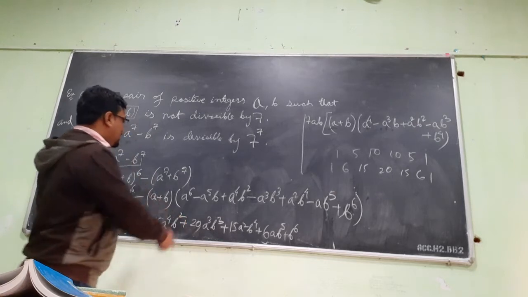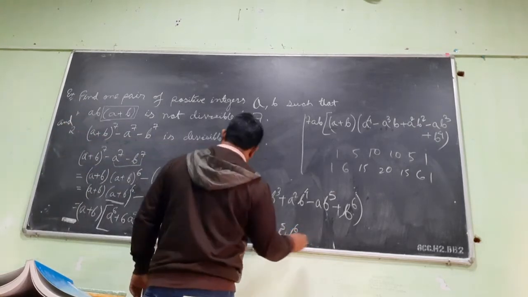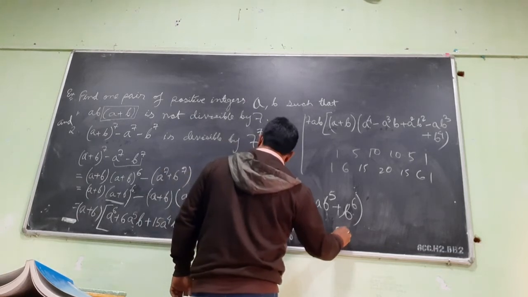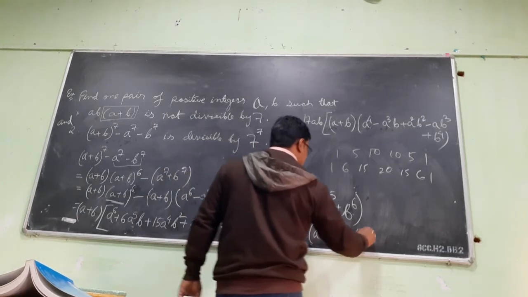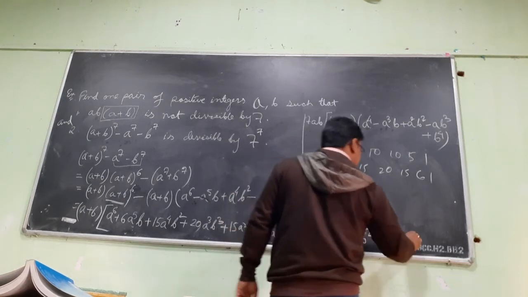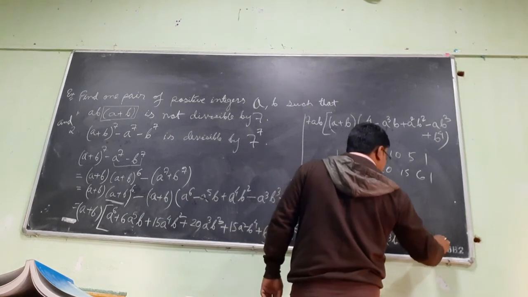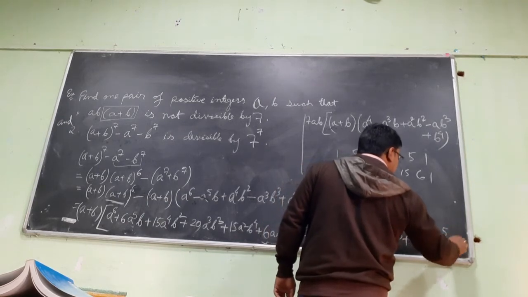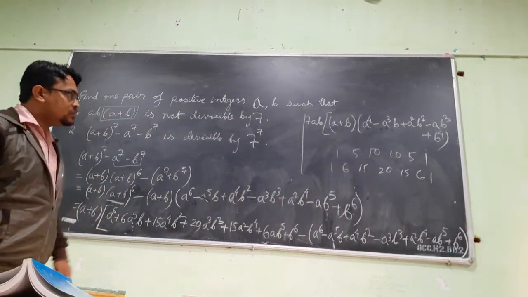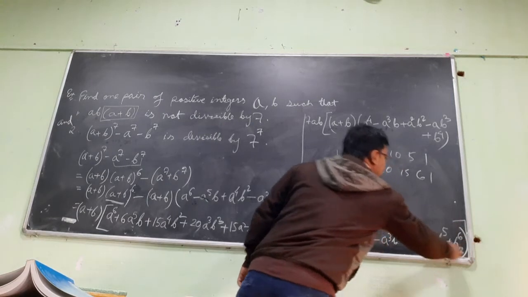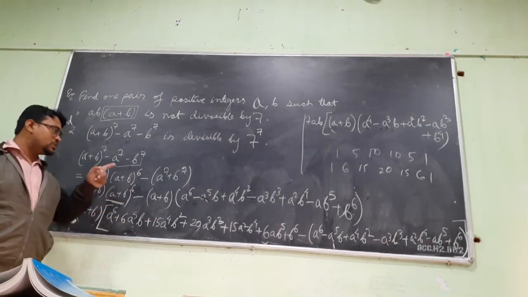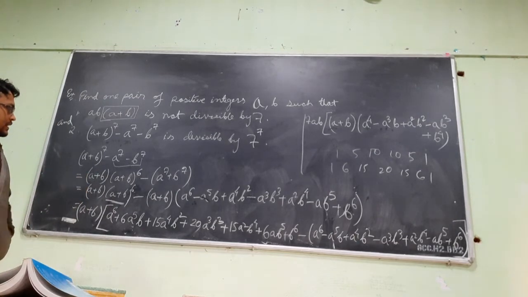Okay, this part minus this part: a to the power 6 minus a to the power 5 b plus a to the power 4 b square minus a cube b cube plus a square b to the power 4 minus a b to the power 5 plus b to the power 6. Another bracket will be there, a plus b into a plus b to the power 6. So we have just factorized.